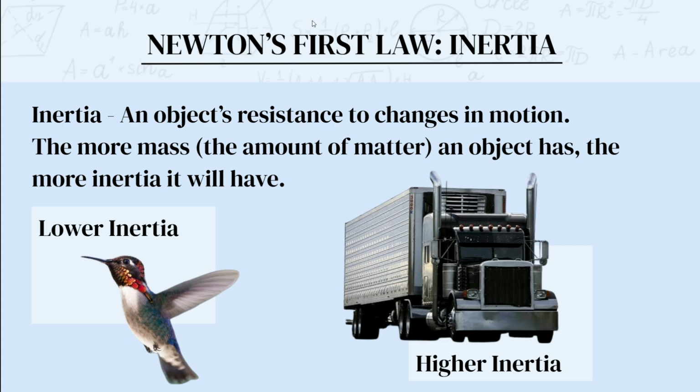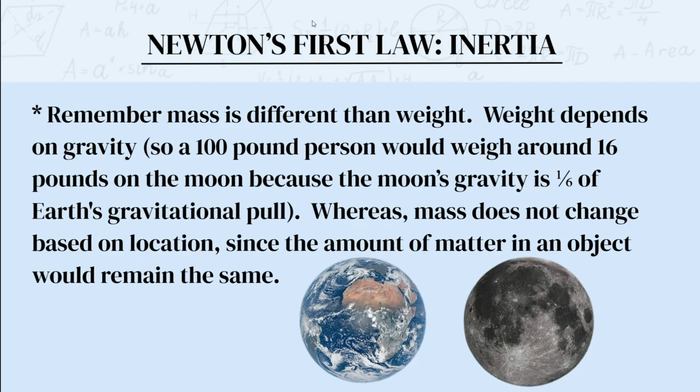So inertia is an object's resistance to changes in motion. The more mass, or the amount of matter, that an object has, the more inertia it will have. We just have an example of a hummingbird, which is going to have a much lower inertia than the semi-truck on the right.